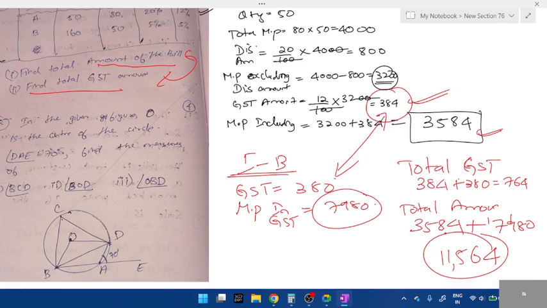Mostly these types of questions you'll get, and interstate, intrastate. Do you all remember interstate, intrastate? If it's within the state, 50% GST, intrastate.